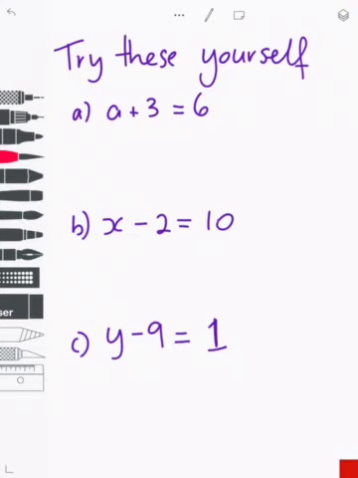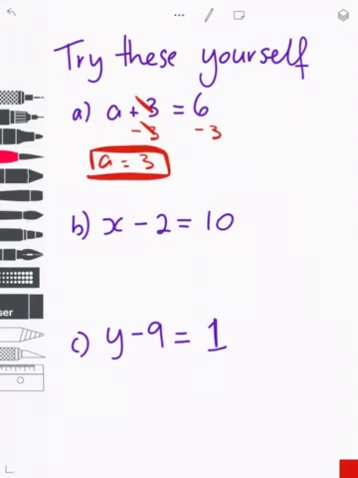Okay guys, so you should have already finished these. Let's quickly go through this. I need to get a by itself, so I have plus 3. The opposite of plus 3 is minus 3. I do that on both sides to balance the equation. A equals 6 minus 3, which is 3.